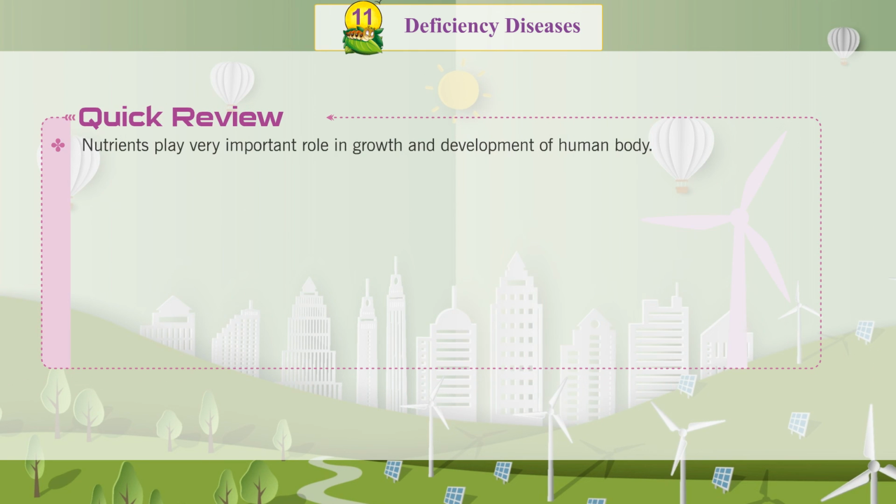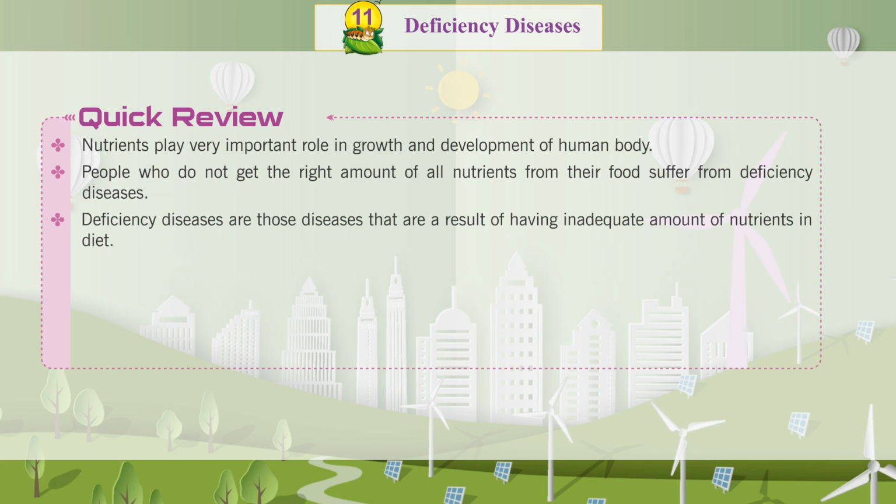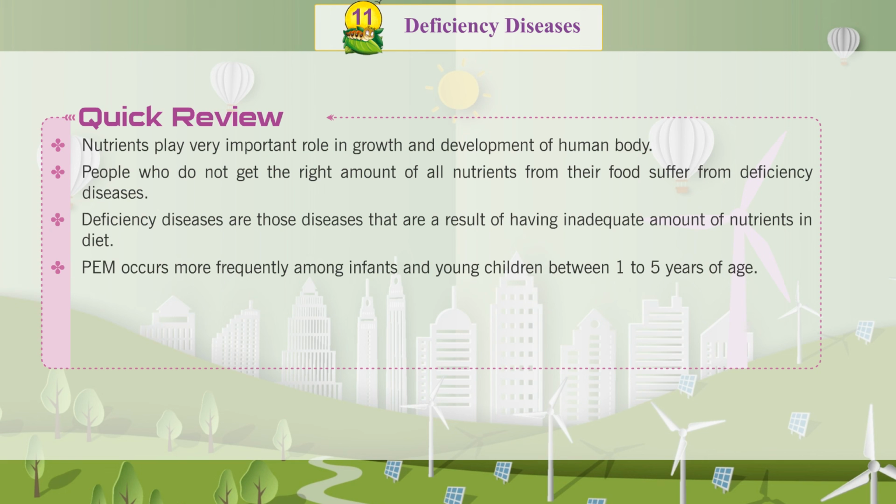Quick review. Nutrients play a very important role in growth and development of the human body. People who do not get the right amount of all nutrients from their food suffer from deficiency diseases. Deficiency diseases are those diseases that are a result of having an inadequate amount of nutrients in the diet. PEM occurs more frequently among infants and young children between 1 to 5 years of age.